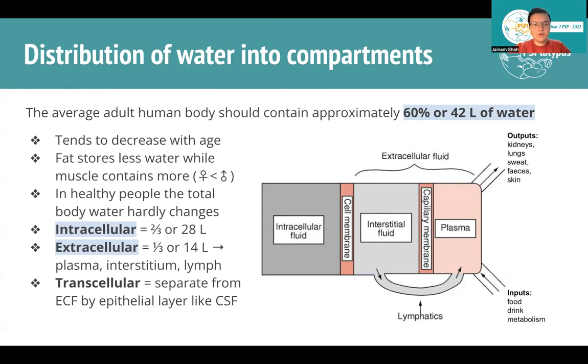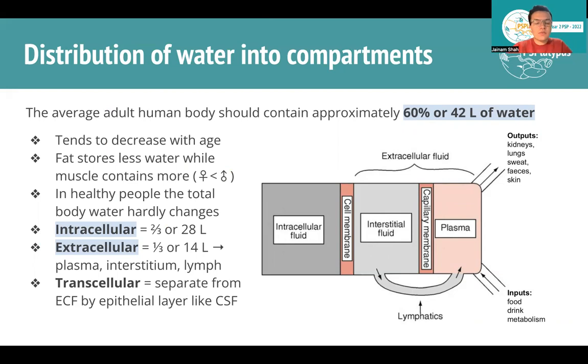In healthy people, the total body water hardly changes, and we'll go over the reasons why that's the case in the next couple of slides via some mechanisms that we'll become familiar with. But you tend to have a lot of inputs, a lot of outputs. We have to make sure that this number is fairly constant so that we're able to go about our daily functions.